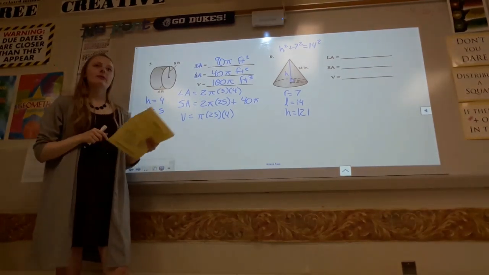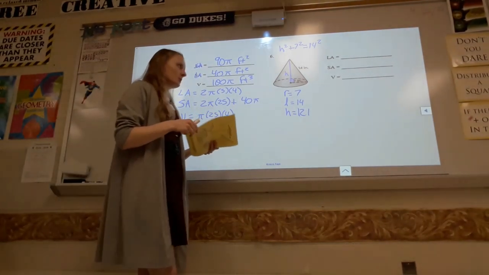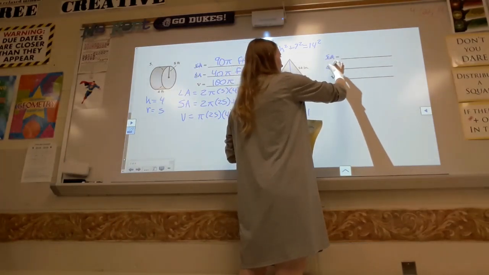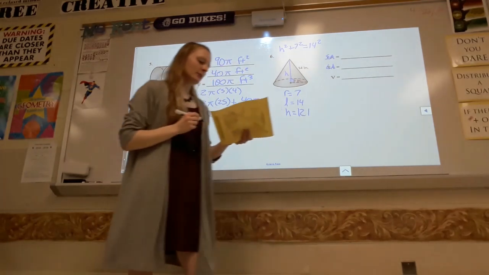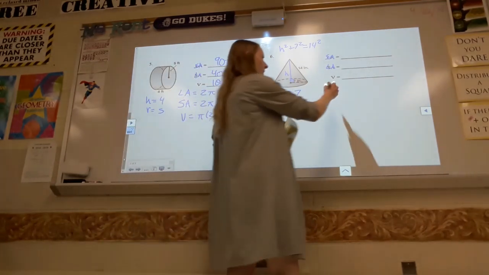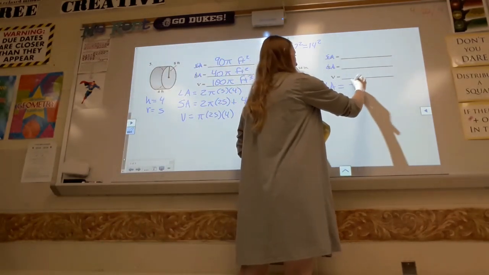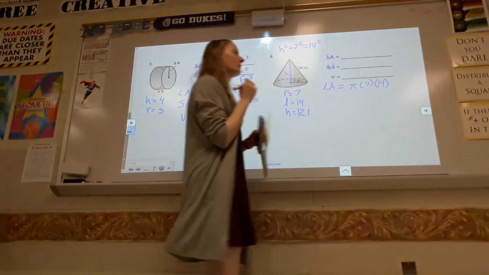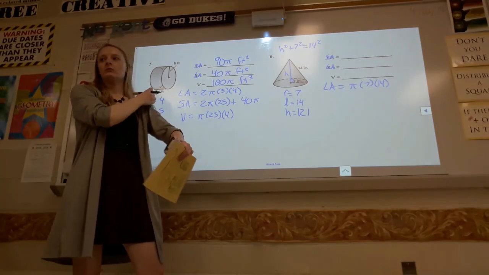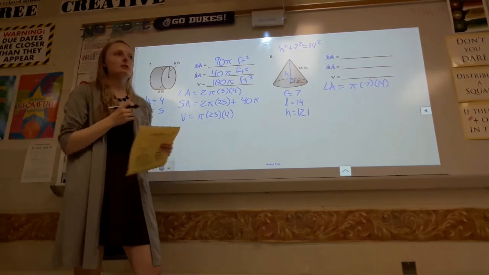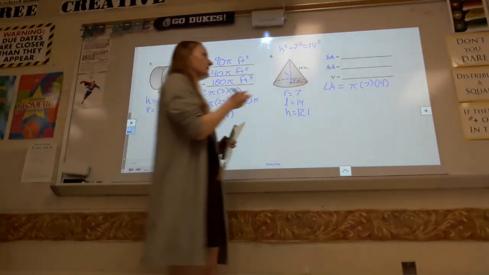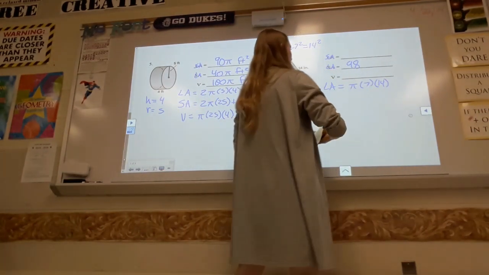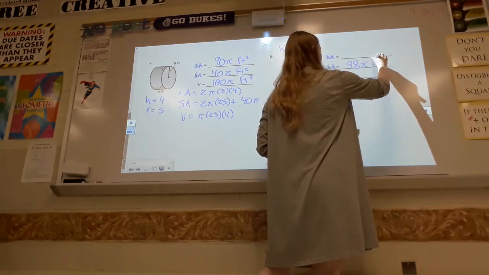Okay? So now we have all the variables. Now we're just going to plug them in. I'm still going to solve for lateral area first. For the lateral area of a cone, that's going to be pi RL: pi times the radius times the slant height. So we have 7 times 14. Anybody tell me what that result is? 98 pi inches squared.